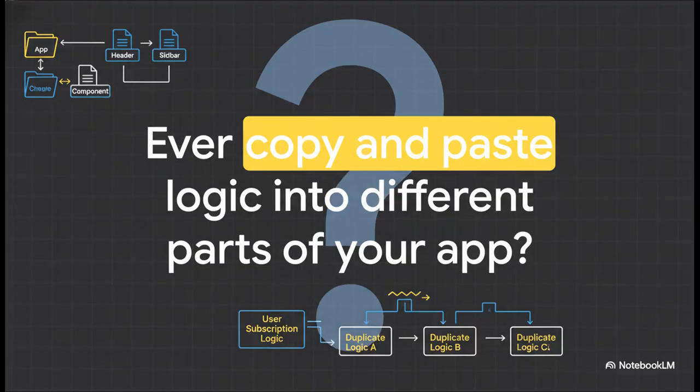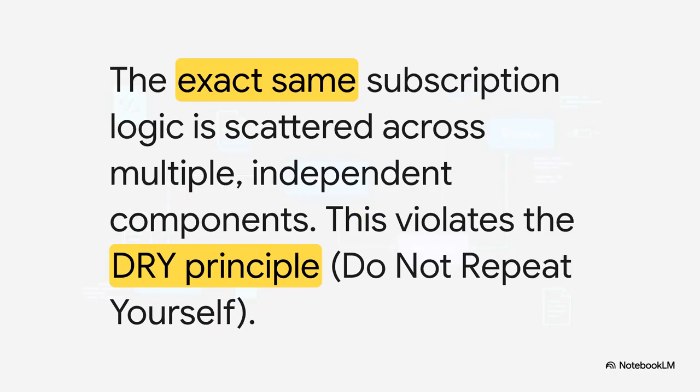Okay, let's start with a scenario I am 100% sure we've all been in. You write this fantastic piece of logic. Maybe it's to handle a user subscription or something. And it works great. But then, you need that same exact logic in the header, and oh wait, also in the sidebar, and now in this other component over here. So what do you do? Come on, be honest. You copy and paste it, right? And that copy-paste reflex, well, it leads directly to this situation right here.